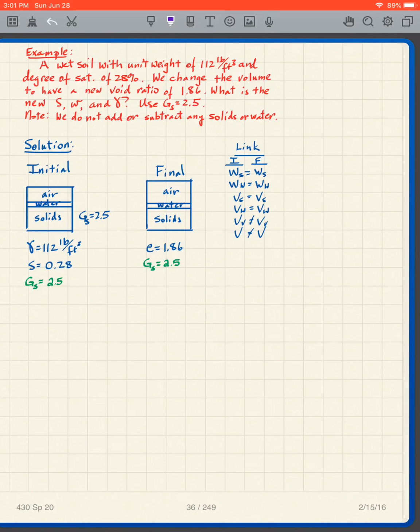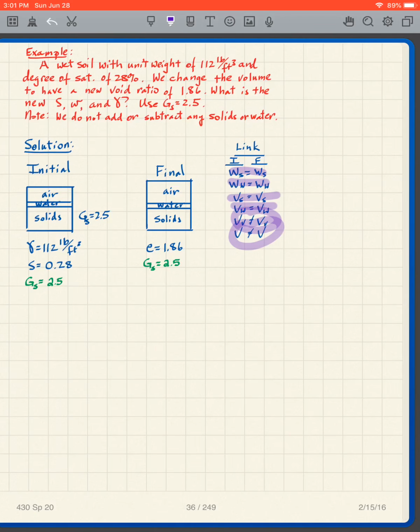So when I make my little table for the linkage between initial and final, I have what? Again, weight of the solids, weight of the water, volume of the solids, volume of the water, volume of the voids, total volume. Those are the weights and volumes that I write there. And then I decide are they the same or different between initial and final. Well, the weight of the solids is the same. Weight of the water is the same. Volume of the solids is the same. Volume of water is the same. But what do I know? The volume of the voids is not the same, and the total volume is not the same.